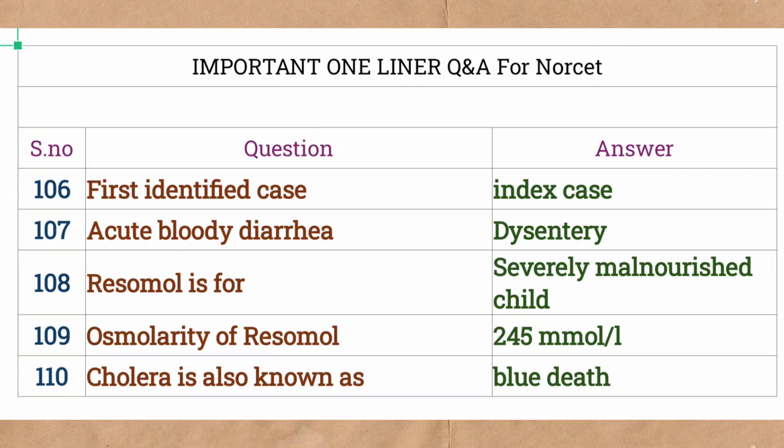106. First identified case: index case. 107. Acute bloody diarrhea: dysentery. 108. ReSoMal is for severely malnourished child. 109. Osmolarity of ReSoMal: 245 mmol/L. 110. Cholera is also known as Blue Death.